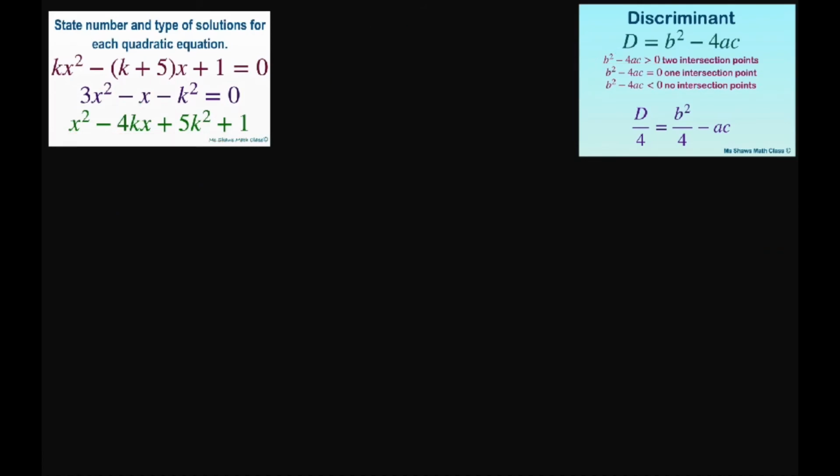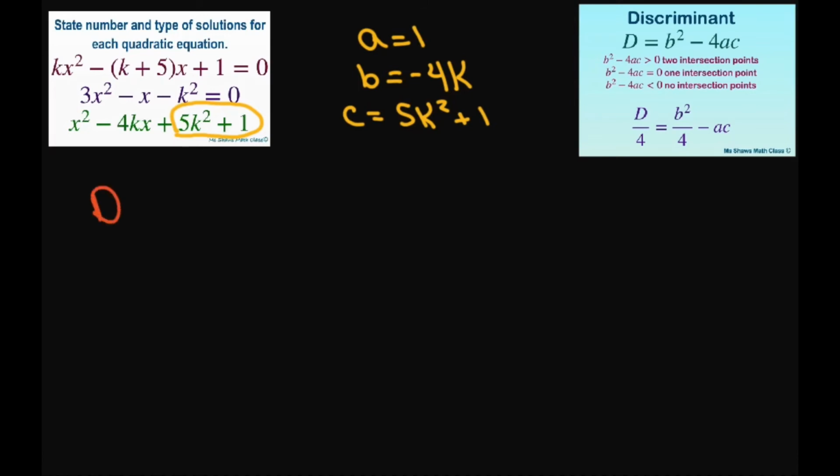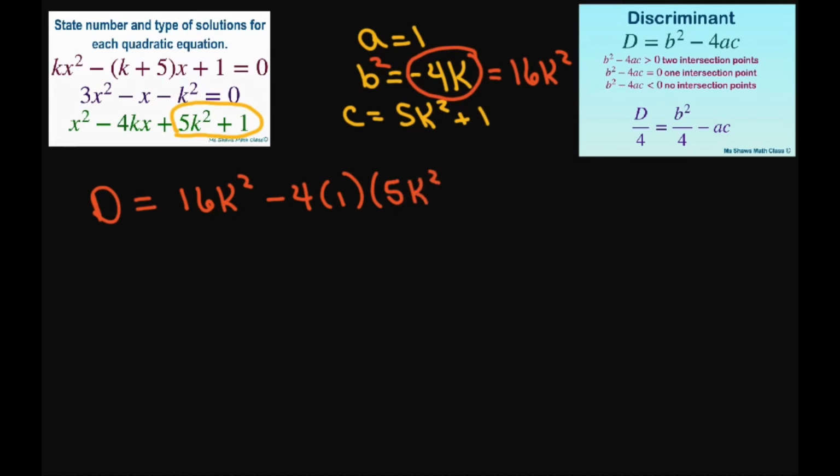So for the last one, let's write down our ABCs. Our A equals 1. Our B equals negative 4k. That's your coefficient. And our C is all of this. So your C is going to be 5k squared plus 1. All right, so this one looks a little harder. Our discriminant is going to equal b squared. So when you square the b, you're going to get 16k squared, minus 4 times A, I'll just put 1, times C, which is going to be 5k squared plus 1.